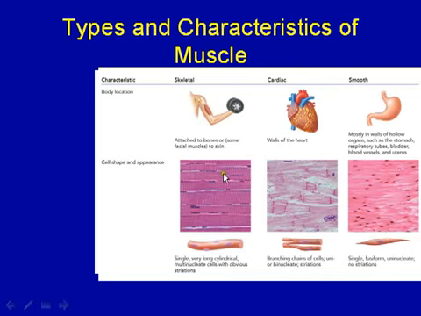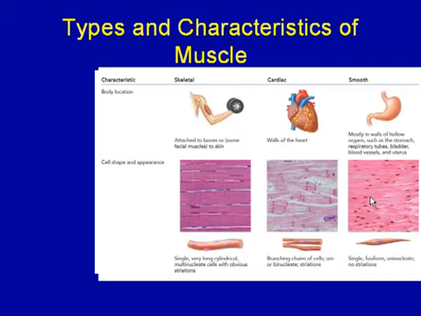When you look at their characteristics, you can refer to them as striated. Which two are striated? Cardiac and skeletal. Which one is non-striated then? Smooth. Which ones are voluntary? Skeletal. Which ones are involuntary, which means you don't have control? Cardiac and smooth.